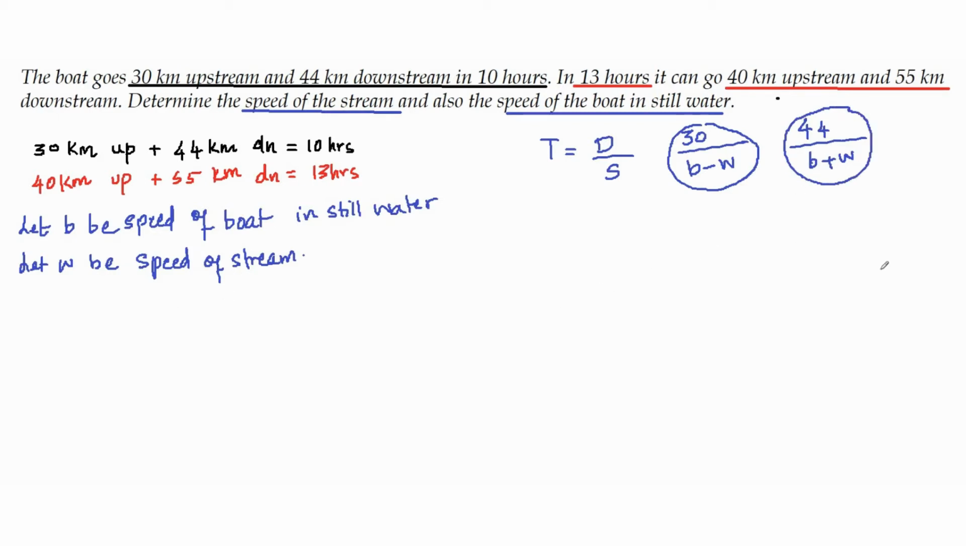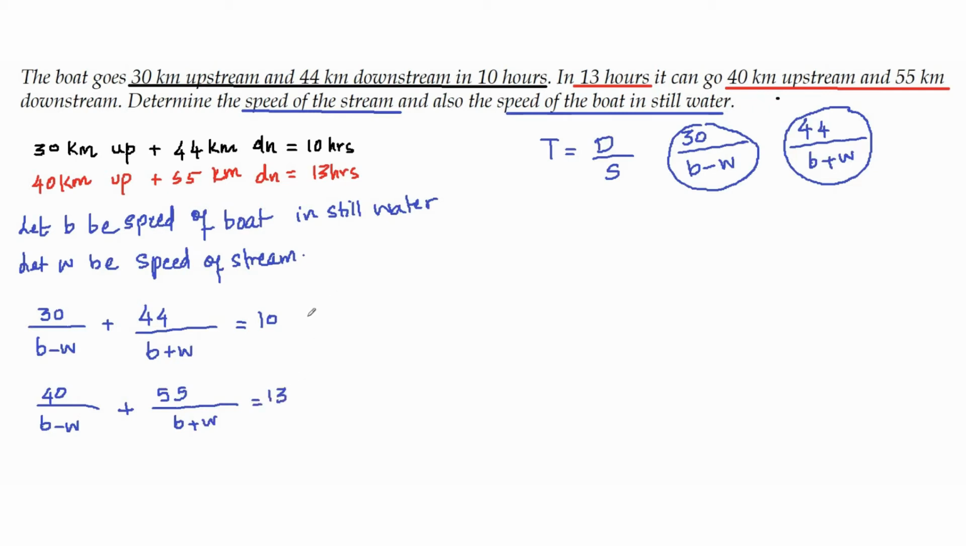It's given that the total time is 10 hours. So let us now frame our first equation: 30 divided by V minus W plus 44 divided by V plus W, and this total time is 10 hours. Similarly, 40 kilometers upstream, the time is going to be 40 divided by V minus W plus 55 kilometers downstream is going to be 55 upon V plus W. This total time is 13 hours, right? So this is the first equation and this is the second equation.